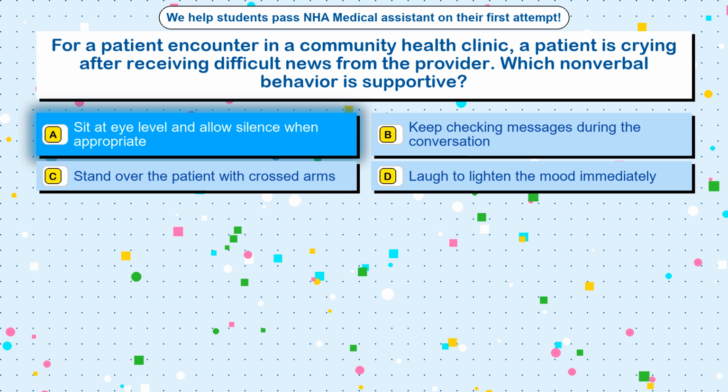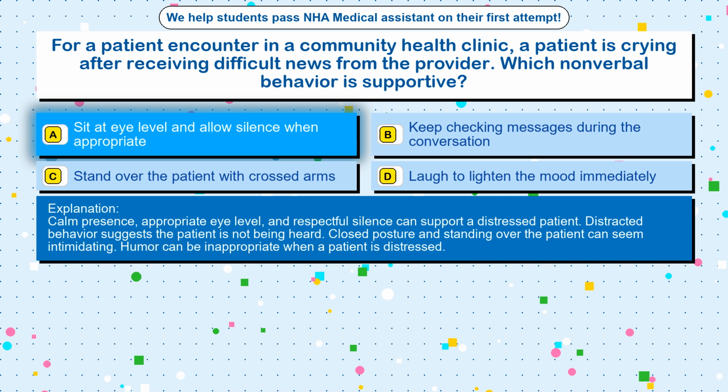The correct answer is option A, sit at eye level and allow silence when appropriate. Calm presence, appropriate eye level, and respectful silence can support a distressed patient. Distracted behavior suggests the patient is not being heard. Closed posture and standing over the patient can seem intimidating. Humor can be inappropriate when a patient is distressed.